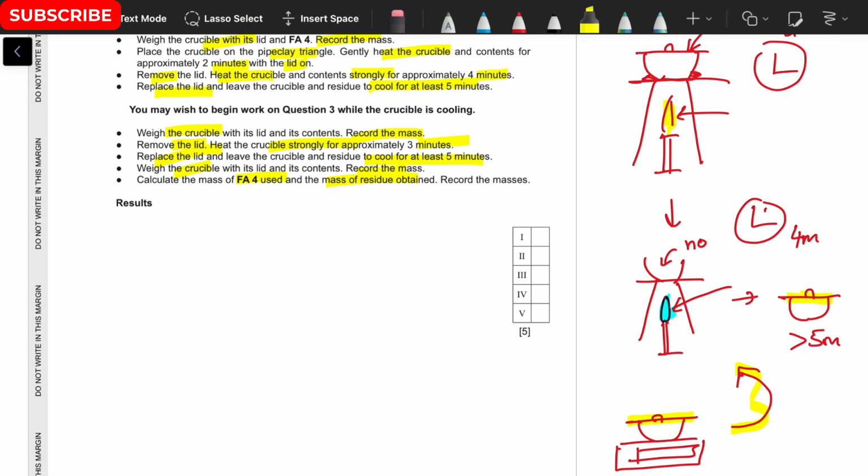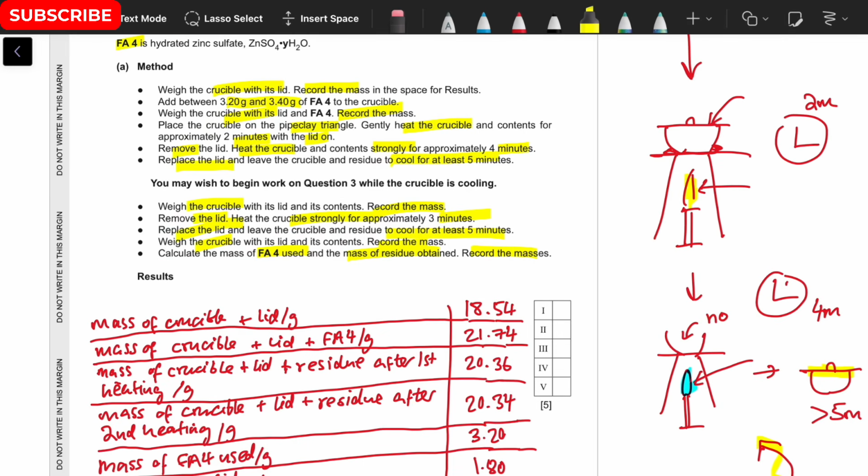Sorry, to calculate these and then record the masses. So I've generated a table of results. To gain the first mark, what you needed to do is have 6 correct headings. I knew to have these headings because I noted every time it says record or calculate.